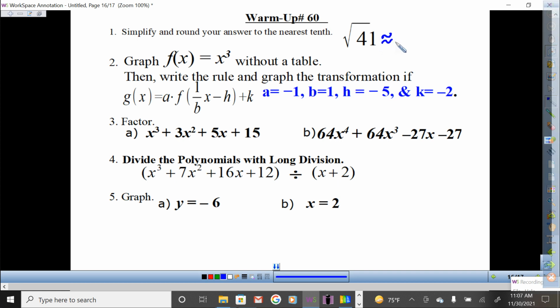So square root of 41 is approximately 6.4. Have you got that? That is correct, yes.